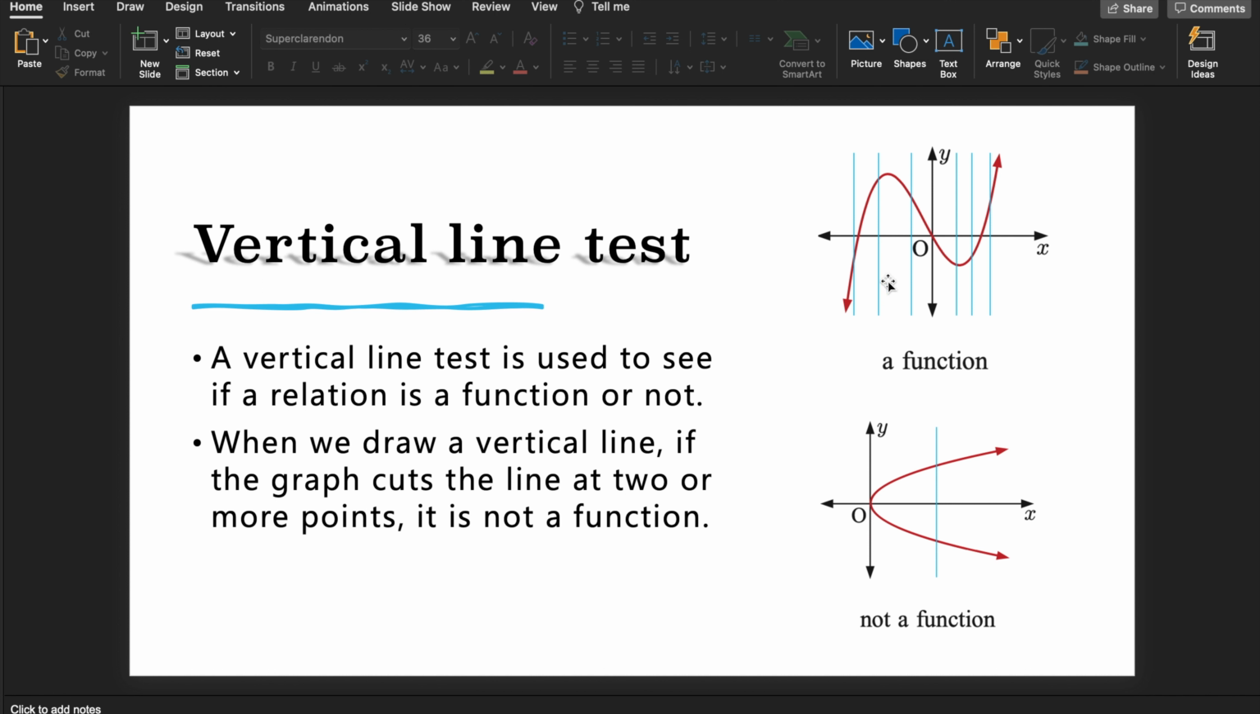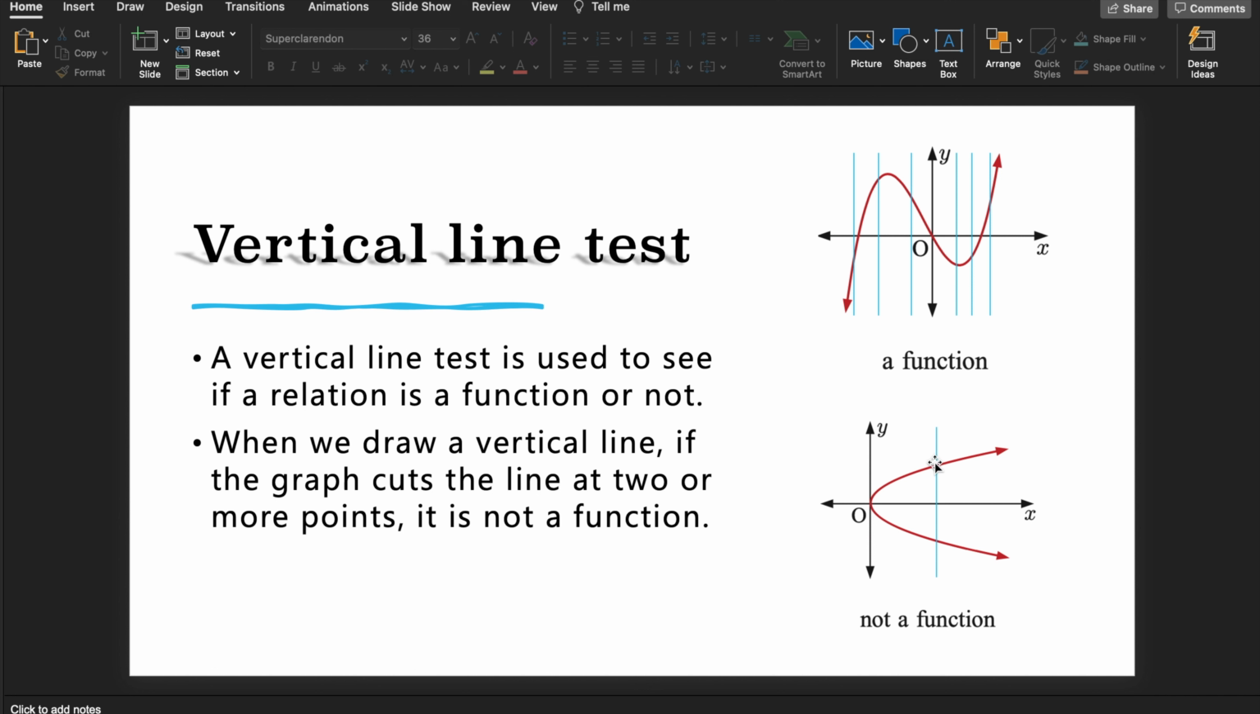a function. So if you draw a vertical line anywhere here, it cuts at 1 point, here 1 point, here 1, here 1, 1 and 1. Therefore it would be a function. But over here we have drawn that vertical line, but it cuts at two different points, so that would not be a function.